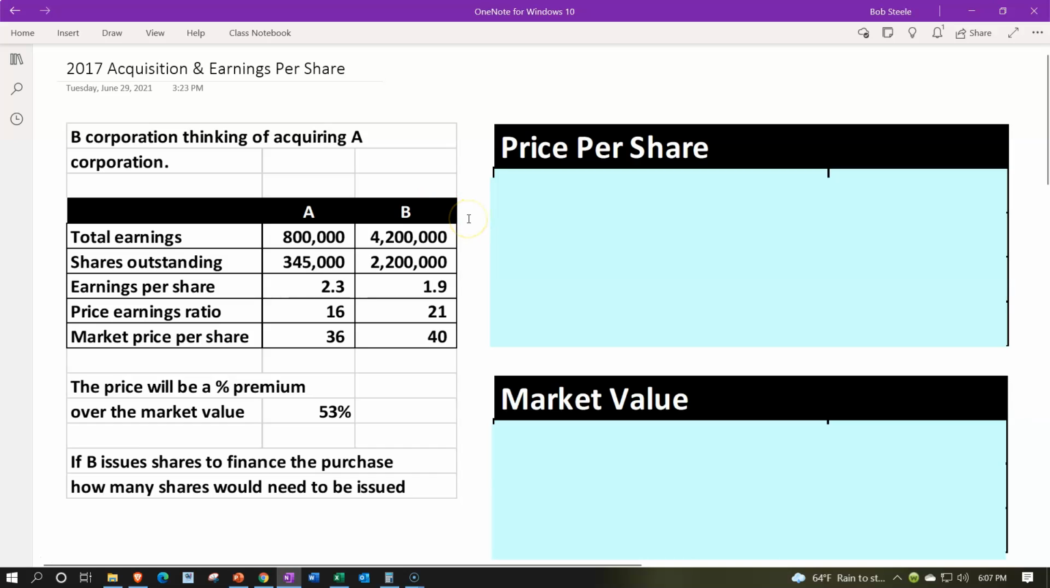Total earnings for A, 800,000; B, 4,200,000. Shares outstanding for A, 345,000; B, 2,200,000. Earnings per share, 2.3 for A, 1.9 for B. Price earnings ratio, 16 for A, 21 for B. And the market price per share, 36 for A, and for B, 40.